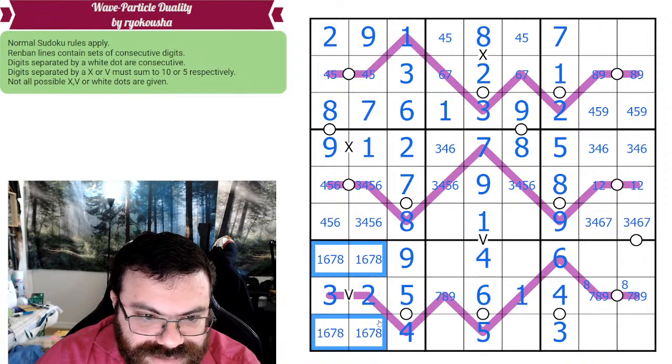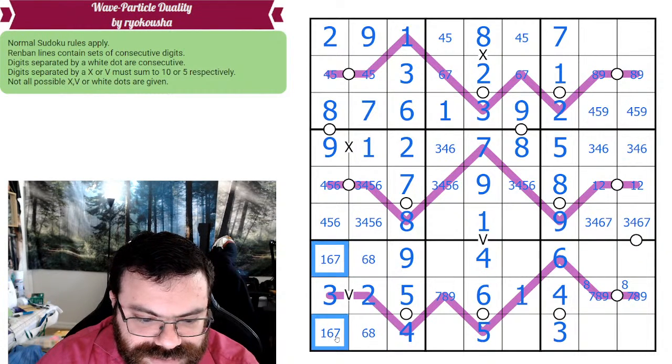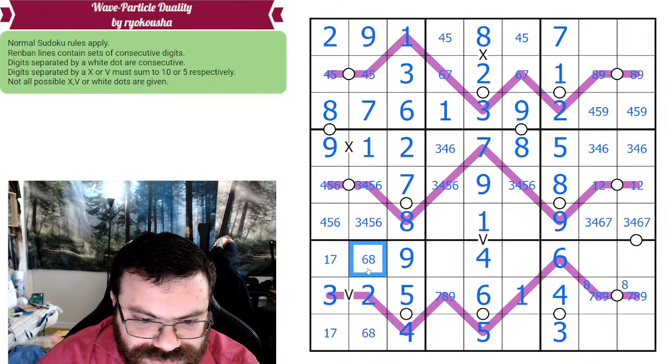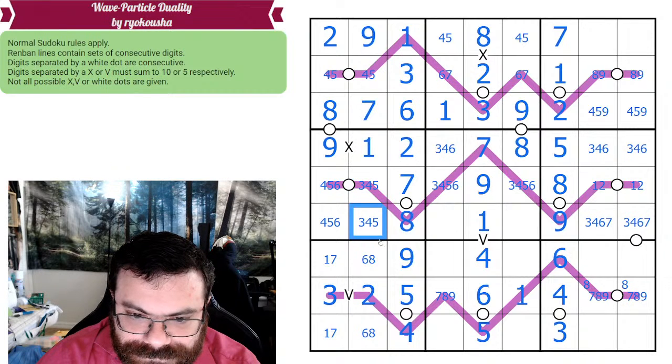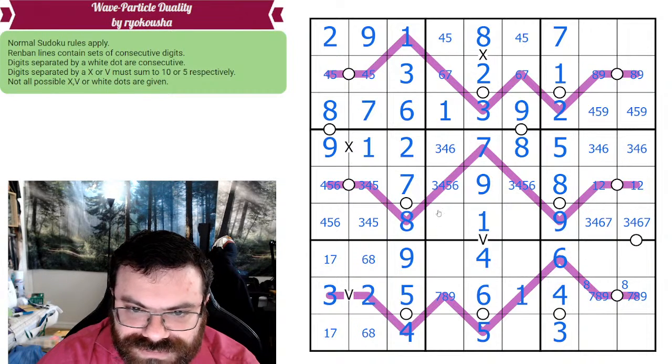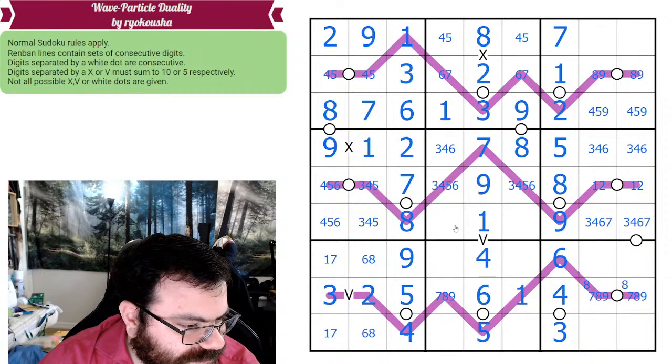1, 6, 7, 8. These aren't 8. These aren't 7 or 1, so these aren't 6. I could have seen the 4, 5, 6 triple. Oh well. These aren't 6. So I'm sure there's just something obvious I'm missing.